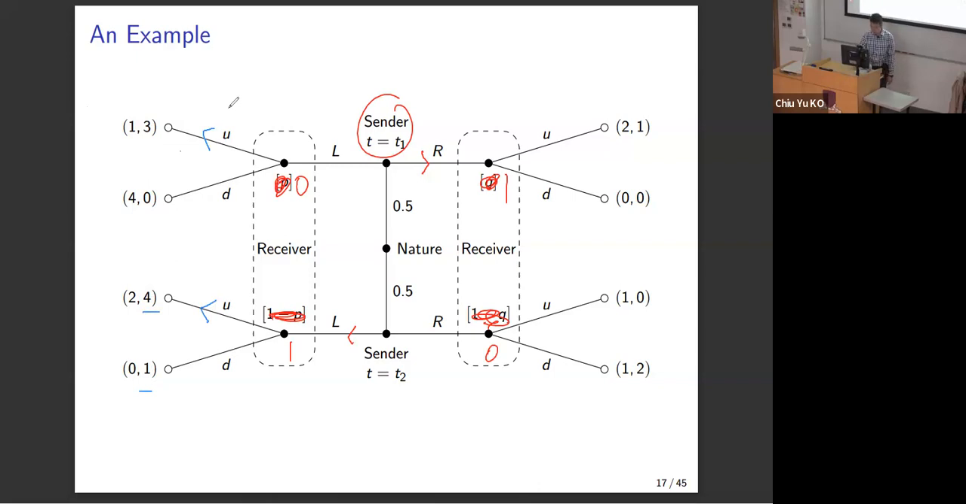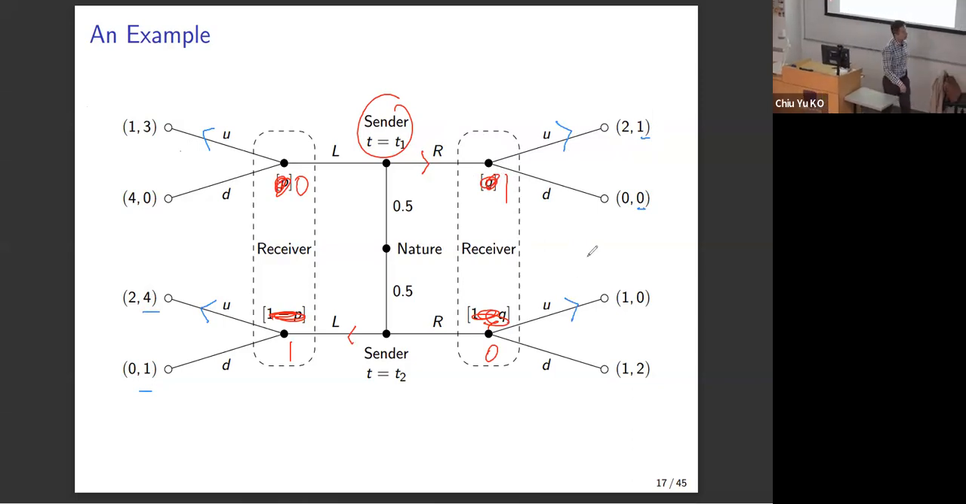Okay? And look at this. When receiver looks at R, he believes that he will be facing the upper guy. He just compares 1 and 0. In that case, he chooses U. So that means that he will always choose U in equilibrium. Now, we want to check the last thing. Is it sender to do this?